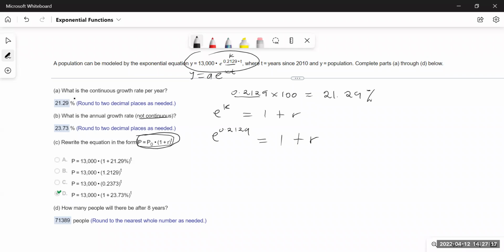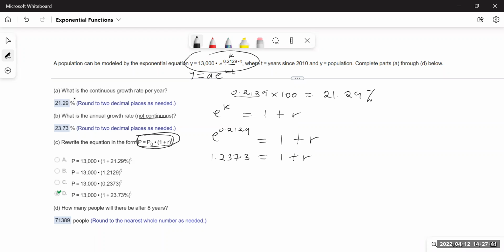So let's compute that. So e exponent 0.2129 will give you 1.2373, let's do 4 places, okay, is equal to 1 plus your r.